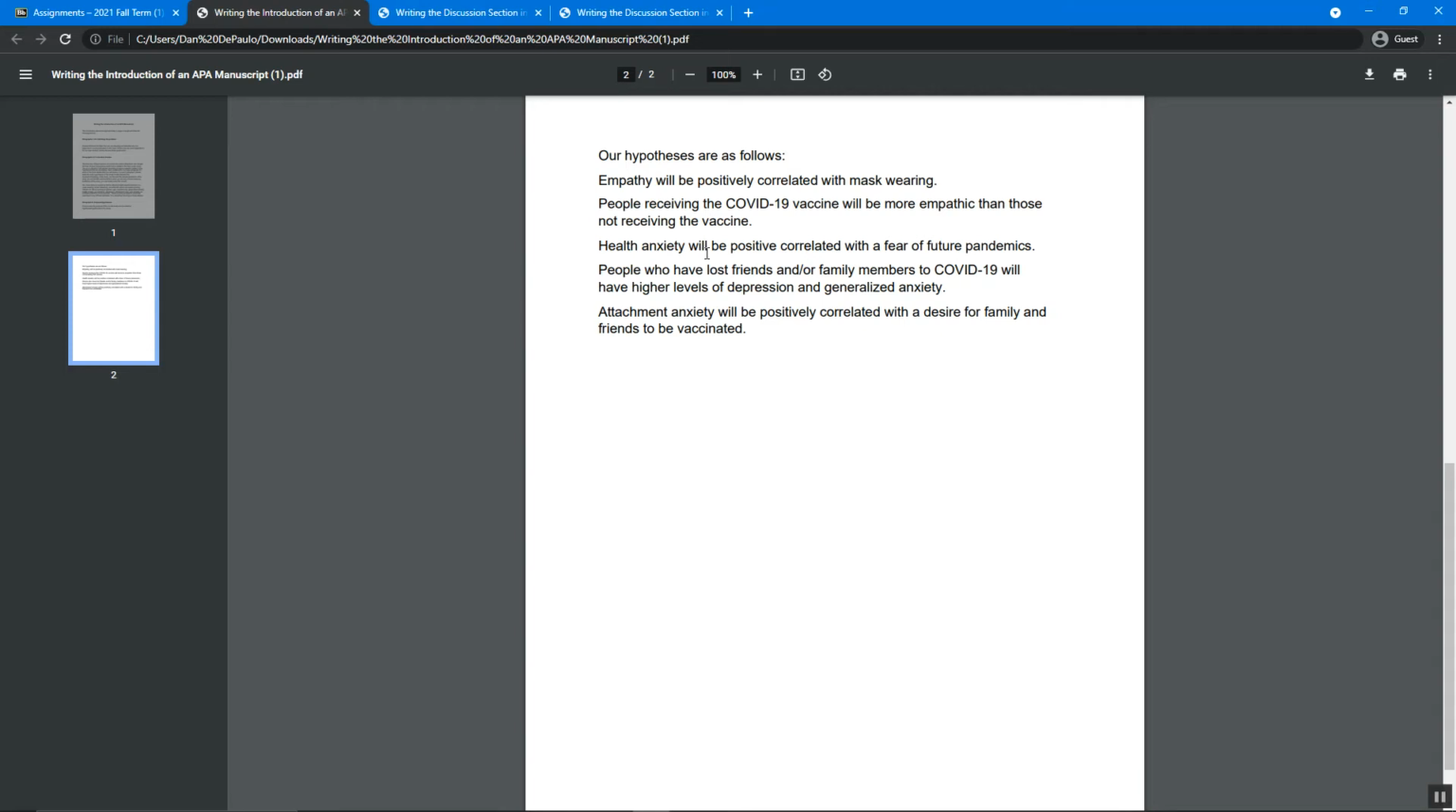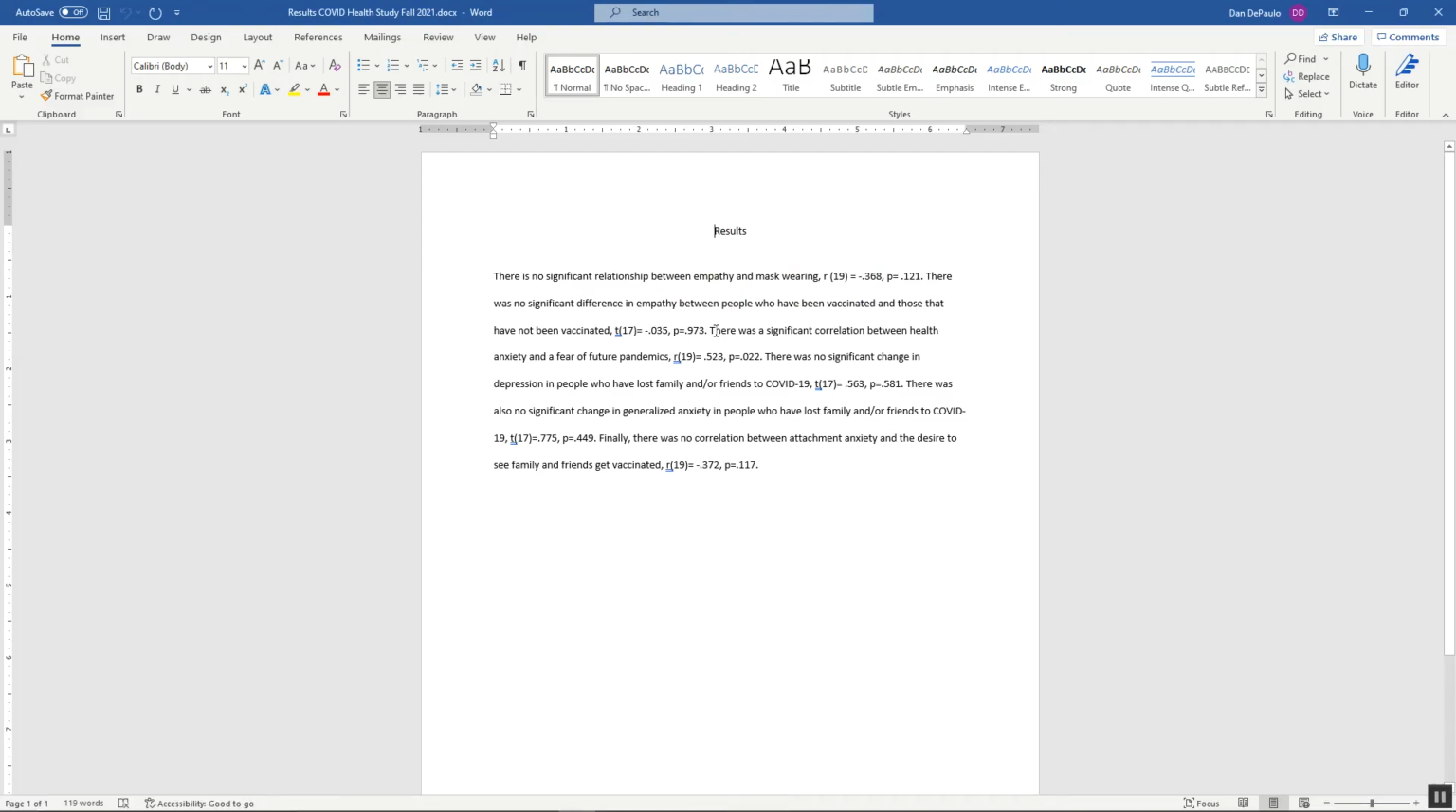Health anxiety will be positively correlated with fear of future pandemics. That would make sense, because if you're worried about your health, you're going to be worried about something that's going to happen in the future. We actually did support this hypothesis. This was the only hypothesis that we supported. There was a significant positive correlation between health anxiety and fear of future pandemics. The Pearson product moment correlation, r, is 0.523, which is a pretty decent correlation, moderate but on the stronger end of moderate. The p-value is less than 0.05, so it's significant. If you have higher health anxiety, you tend to be more afraid of what's going to happen in the future in terms of pandemics.